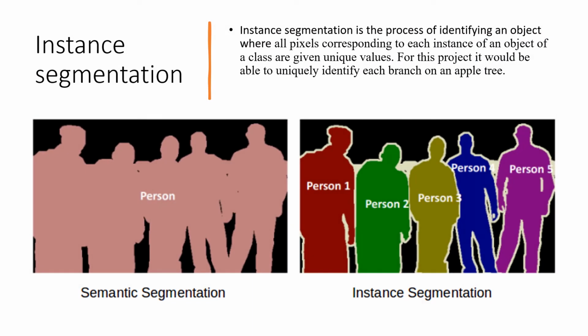To begin my project, I first had to understand instance segmentation, which is the process of identifying an object of a class where all pixels would correspond to each instance of that class and would be given unique values. My goal for using this would be to uniquely identify the branches on an apple tree.